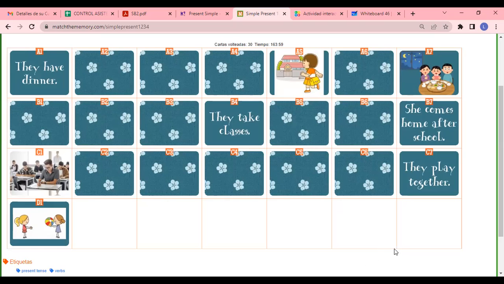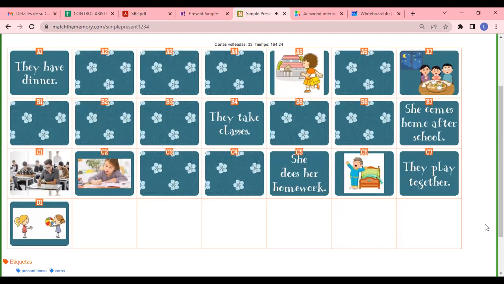Next one. Okay, Giovanni, thank you. Tell me. C5. And C2. C2, let's see. Very good. Read it, please, Mr. Giovanni. Very good. She does her homework. Thank you. Mr. Braulio, 1, 2, 3, go. C6. B2. Wow, nice, amazing. Read it, please. Ahora sí la tienes que leer, please. He gets up at 7 o'clock. Amazing. Thank you, mister.